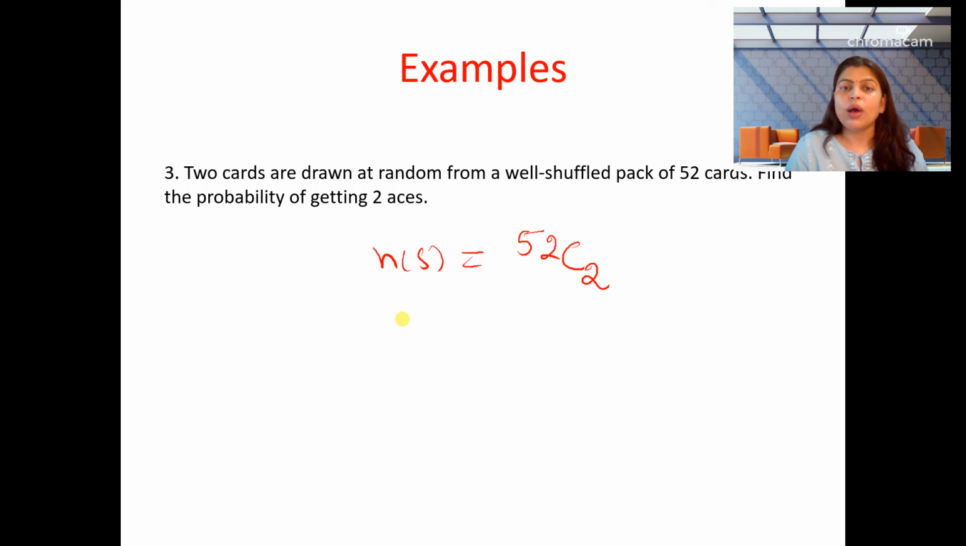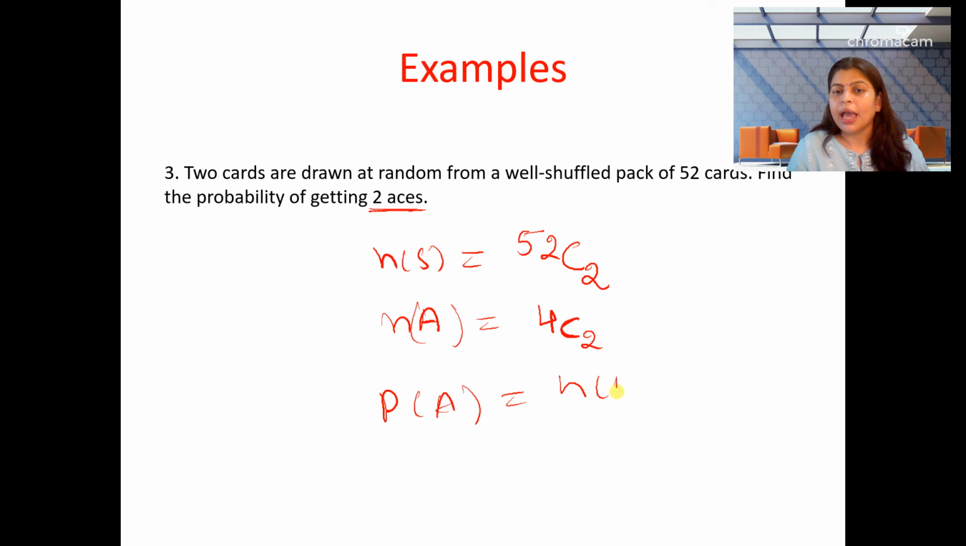Okay, now I am interested in A. A is basically I am interested in 2 aces. So number of aces would be, we know that there are 4 aces, so out of 4 I am interested in 2. So this gives me the number of ways in which I can get 2 aces. So now the probability of A would be n of A upon n of S. So this is going to give me the answer of this question.